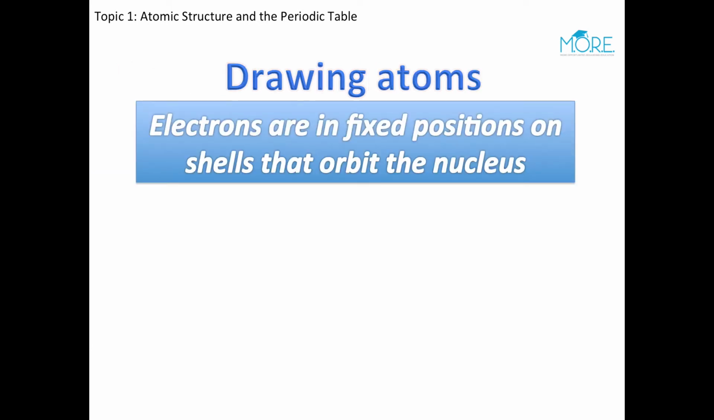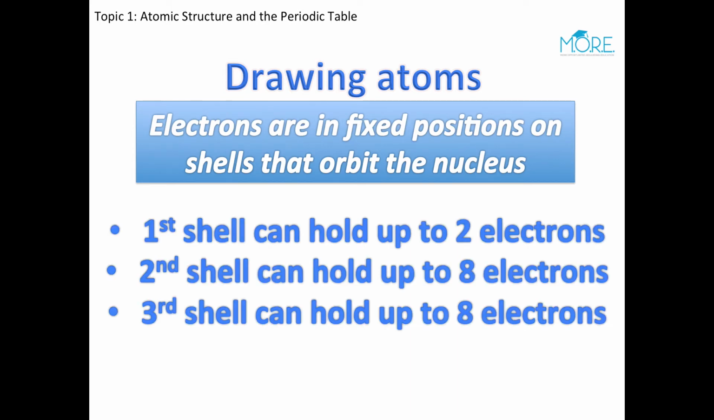When drawing atoms, you need to remember the following. The first shell can hold up to 2 electrons, the second shell can hold up to 8 electrons, and the third shell can hold up to 8 electrons.